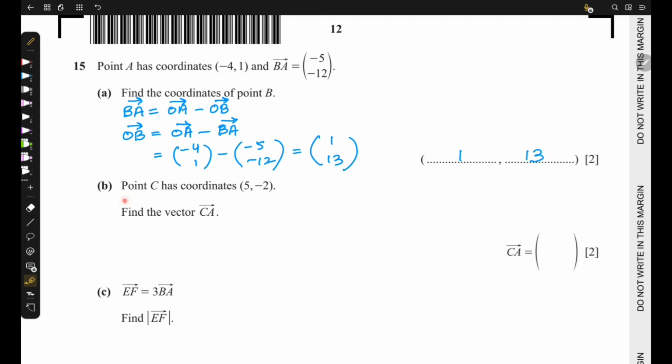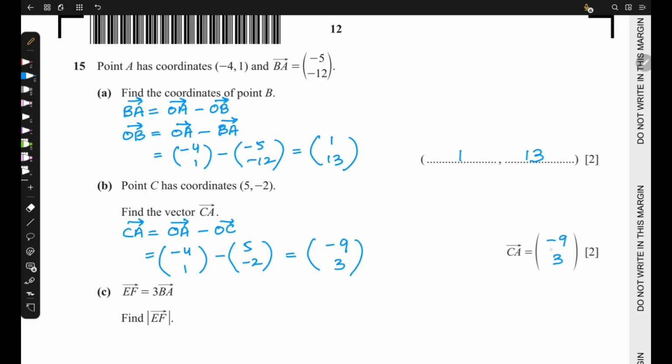Next part, point C has coordinates minus 5, minus 2. Find the vector CA. Again, we will use the actual meaning of CA, which is OA minus OC. Now we will put in the values. OA is minus 4, 1, minus OC, which is minus 5, minus 2. Now if we solve it, minus 4 minus minus 5 is 1... minus 4 minus 5 is minus 9, 1 minus minus 2 is 3. So this is the column vector minus 9, 3.